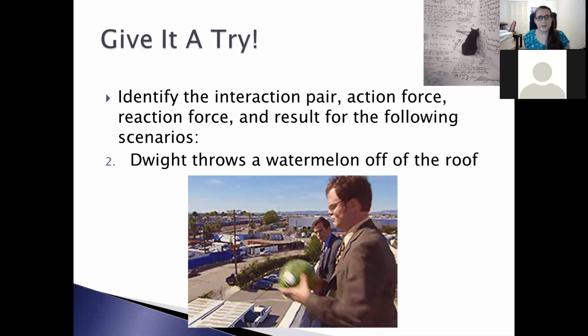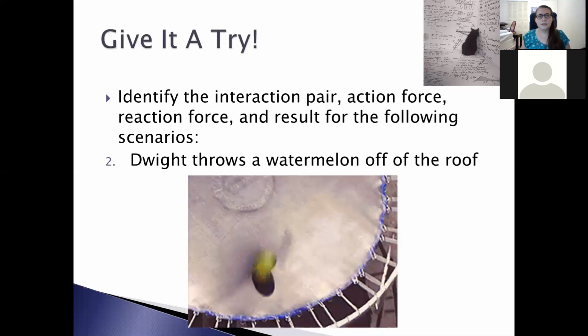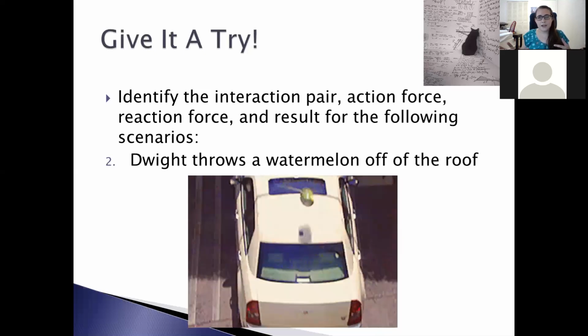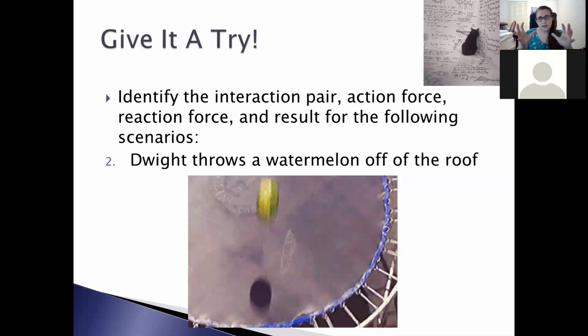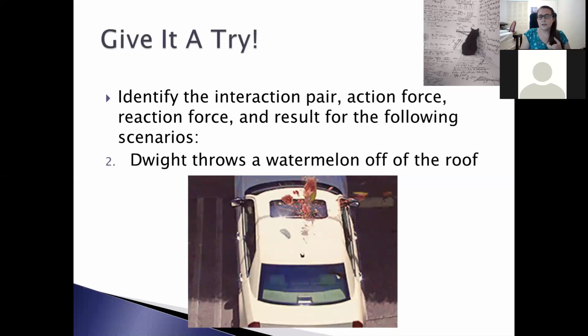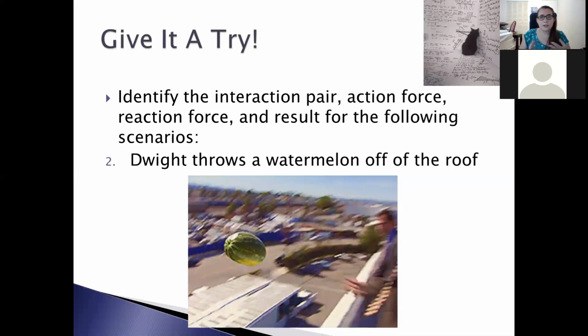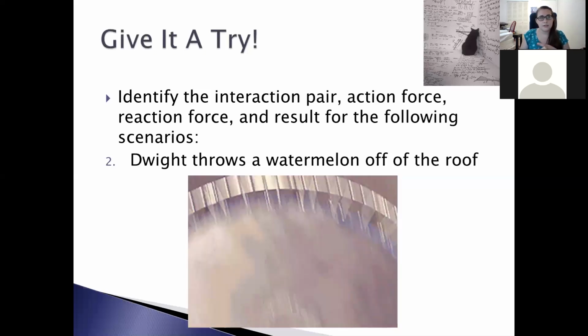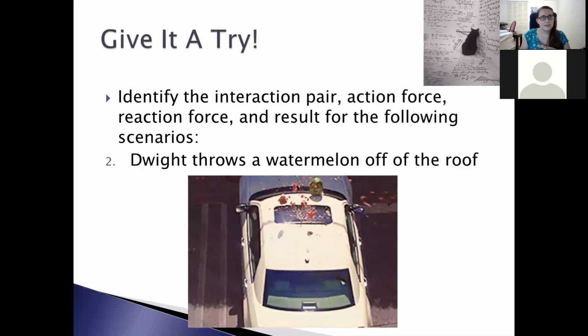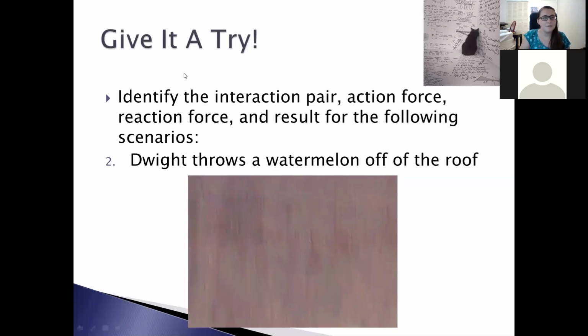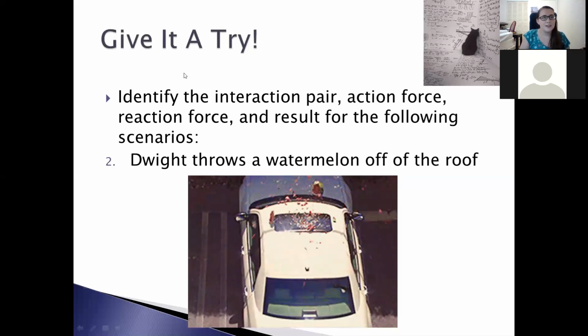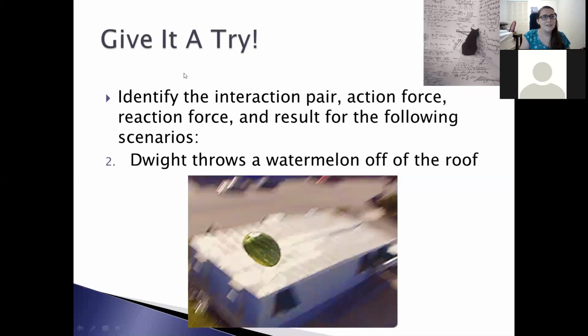Yes, good. Okay, so on a scale of 1 to 5, how confident do you feel in your ability to take a scenario and identify an interaction pair, action force, reaction force, and result? Okay, good. I'm seeing a lot of 5s, 4.9. Good, good. Marco, I like your comment.